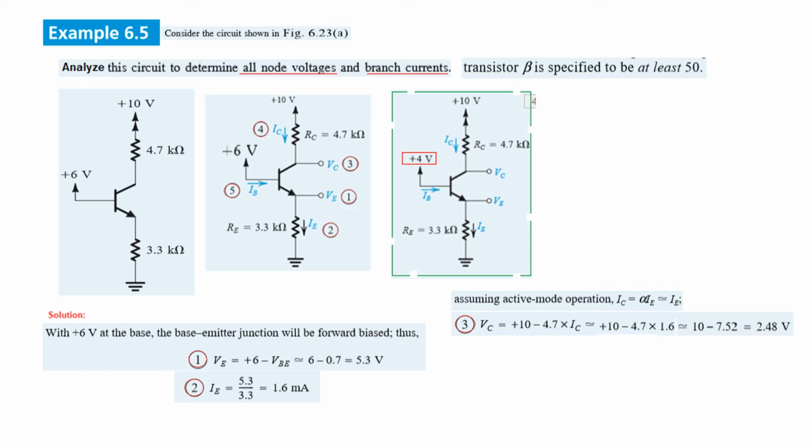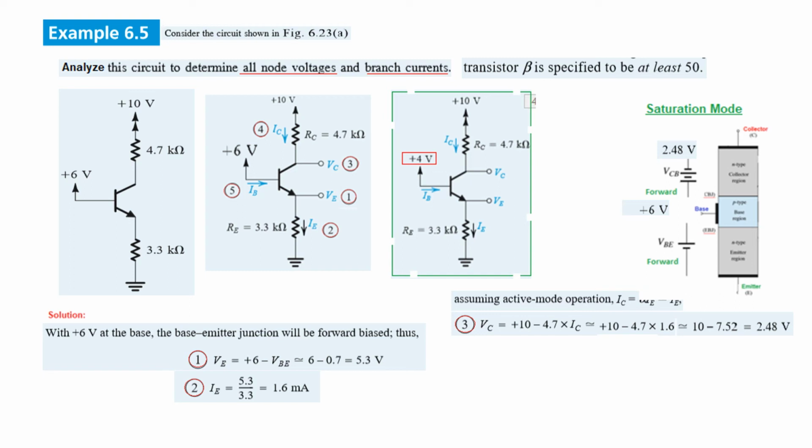So for VC, this voltage VC will be 10 volt minus the drop here. So VC is 10 volt minus the drop across IC RC, 4.7 into IC, and IC is from here, it is actually IE, which is 1.6. So plug in that value. So VC is 2.4 volt.